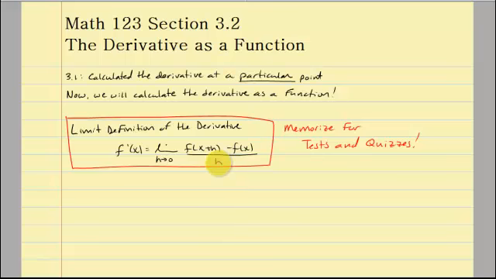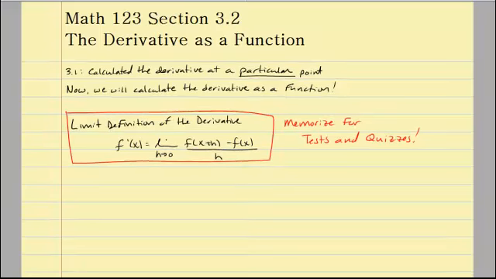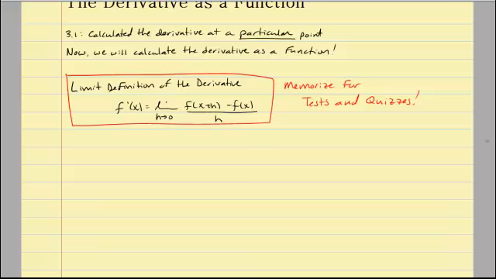This is the same formula that we used in section 3.1. The difference being here is we're going to be looking at this in terms of the entire function instead of at a particular point. You'll definitely want to have this memorized for tests and quizzes. We're going to use it so often though that I think memorizing will come pretty easily to you. For our first example, let's go ahead and find the derivative of the function f of x equals x squared plus 9x using the limit definition of the derivative.